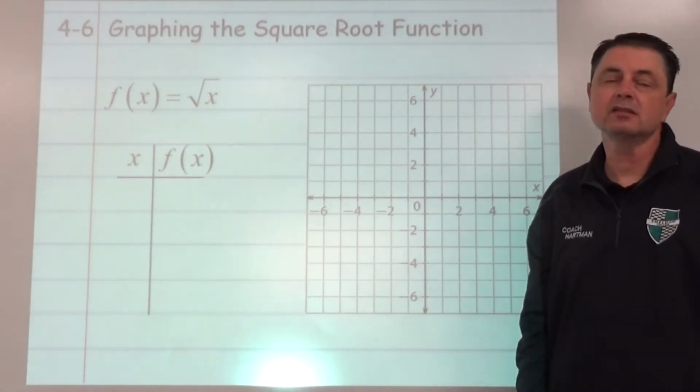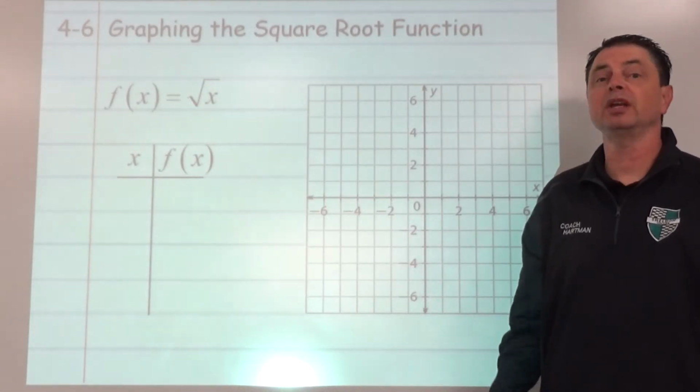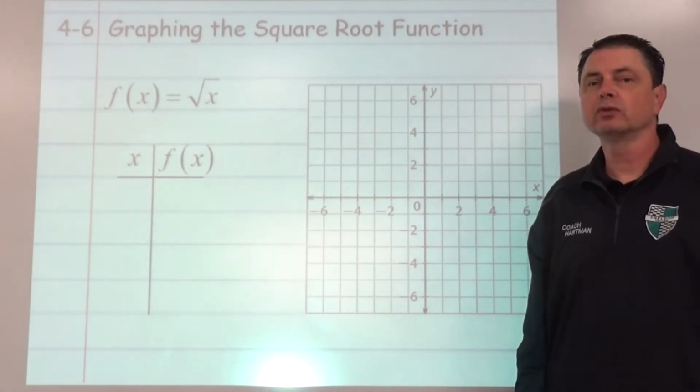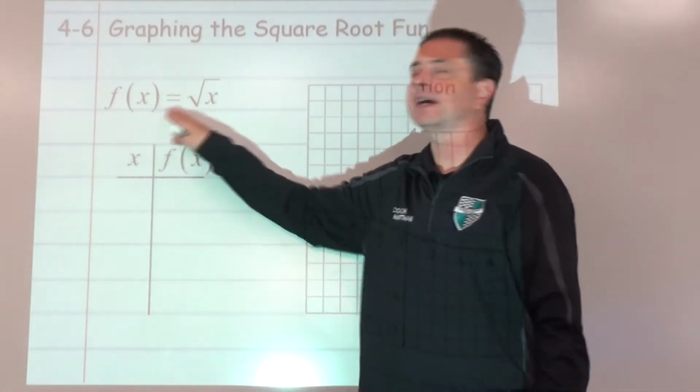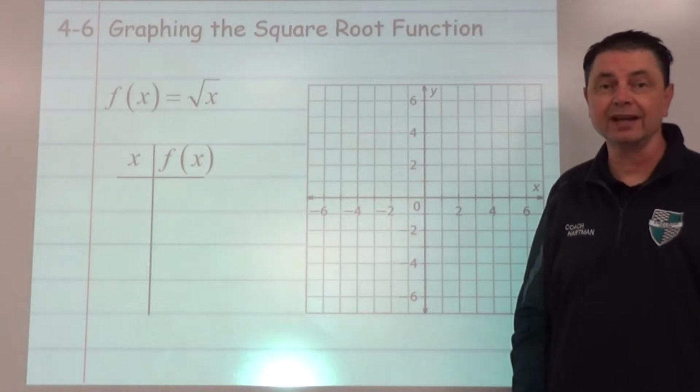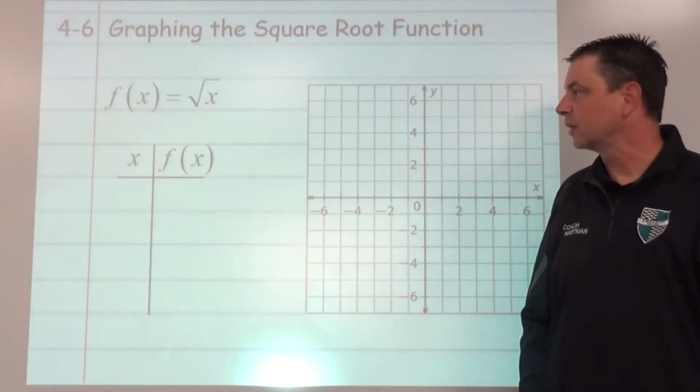Welcome to Hartman Math. This is lesson 4.6 where we're going to be graphing square root functions. So we're going to start with our parent function, f of x equals the square root of x. This becomes our base graph.